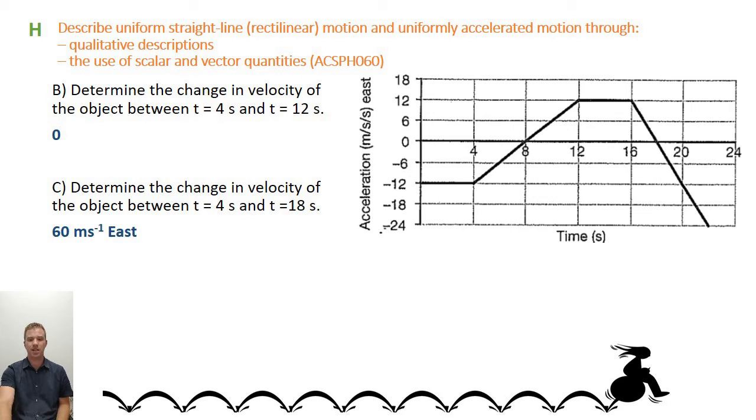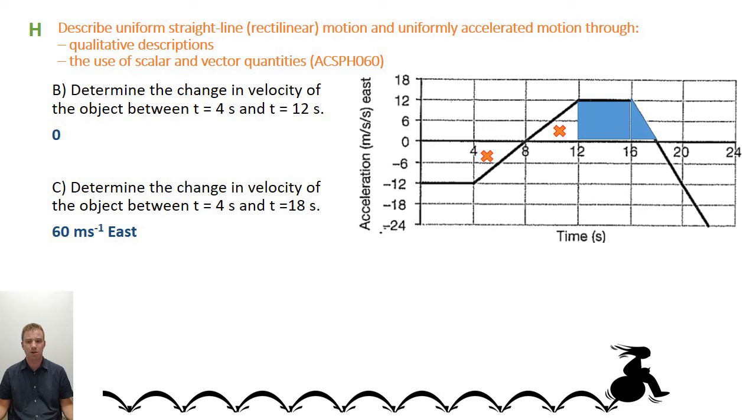C. Determine the change in velocity of the object between 4 seconds to 18 seconds. Now, the answer is 60 meters per second east, but how to work that out? Now, if you look at my video here, I've got 2 x's, and this is why it's 0 for B. Those 2 x's cancel each other out, so there's no point working that out for the area because they equal 0.